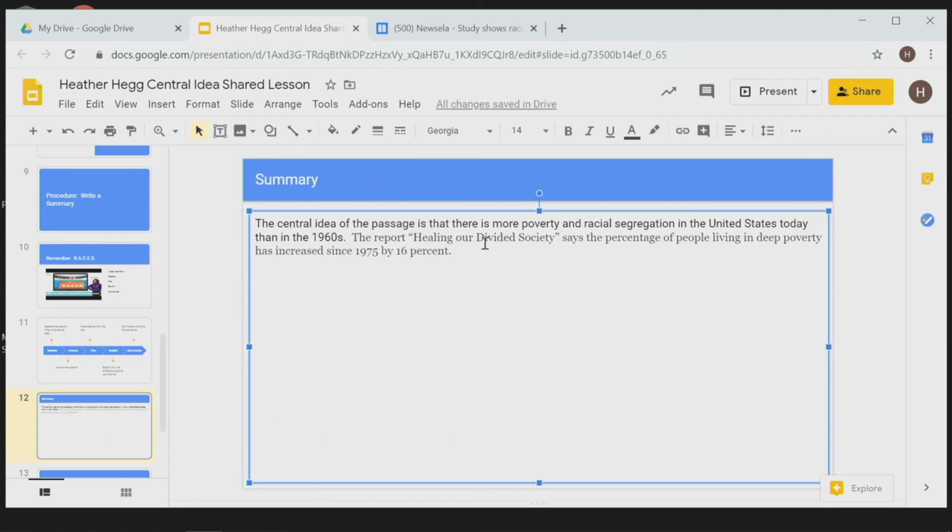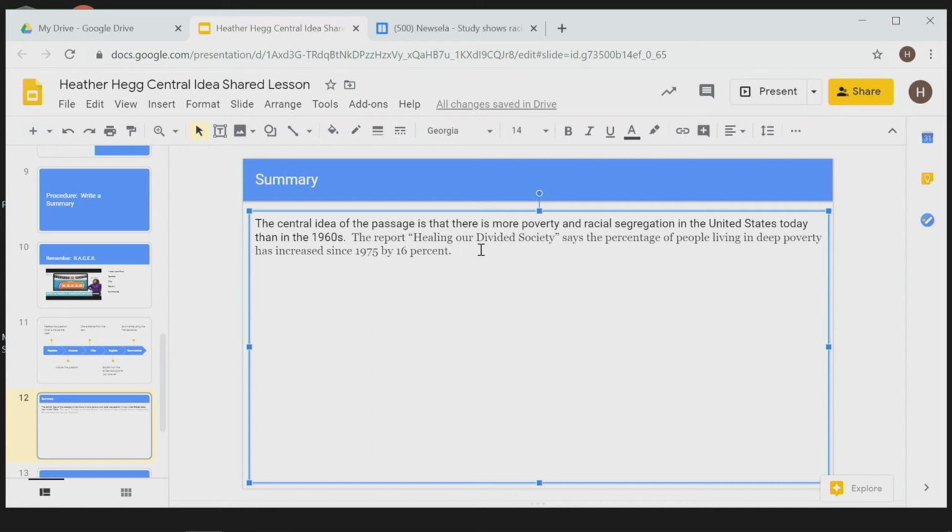Okay, so here's my cite. The report, Healing Our Divided Society, says the percentage of people living in deep poverty has increased since 1975 by 16%. So now I have to explain, why is that a problem? Why is the fact that more people are living in poverty, why is that a problem? Well, if you live in poverty, then you aren't able to buy, you aren't able to live in a, you have to live in, what do we say, lower quality housing. You don't have good housing.